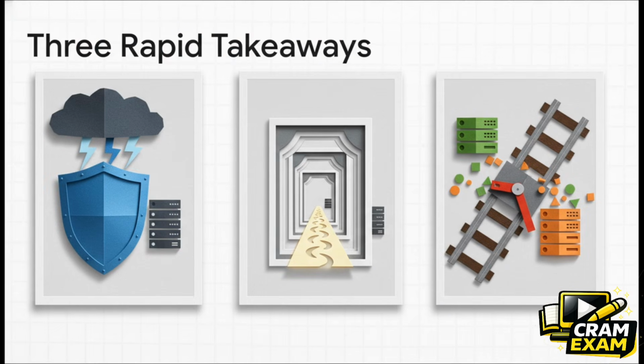All right, let's lock this down. Here are your 3 rapid takeaways. 1. API Gateway isolates your backend by handling authentication, throttling, and request validation right at the edge. 2. The request lifecycle flows sequentially through the method request, the integration request, out to the backend, and back through the response phases. And 3. You use stage variables to dynamically route traffic to different backend environments without ever rewriting your API.